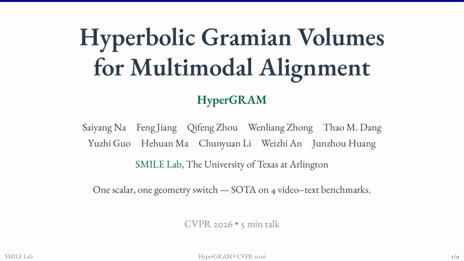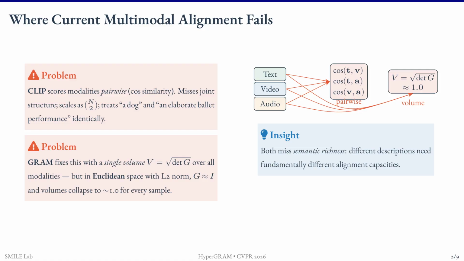I'd like to share a simple idea with you today. In multimodal alignment, the geometry of your similarity space matters more than the architecture sitting on top of it. A one-line change in the geometry gives us the SOTA result in short video-text retrieval. We call our method HyperGRAM.